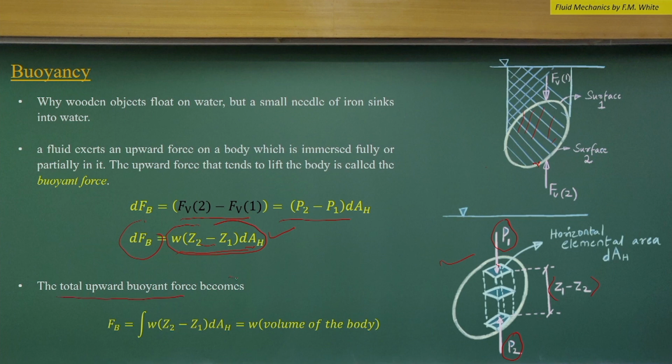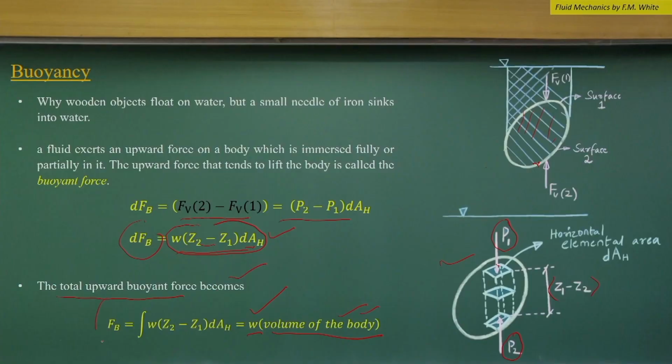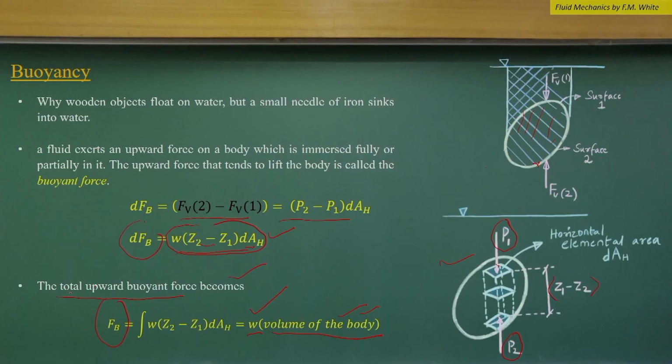If you look at the total upward buoyant force, if I take the element and do the integration, finally we will get the unit weight of the liquid in which we submerged the body times the volume of the body. That is the buoyant force, and it acts in the upward direction. So, that is the total upward buoyant force.